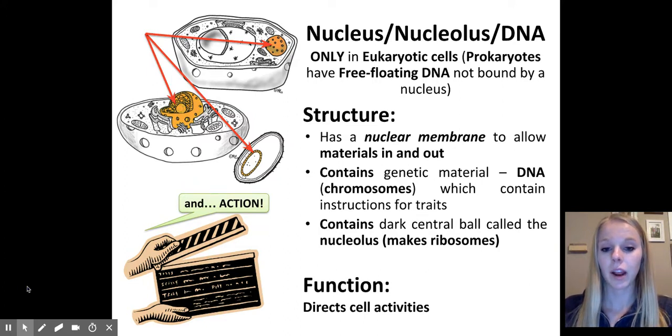In eukaryotic cells, the nucleus contains genetic information in the form of DNA. Prokaryotes have DNA, but it is not contained in a nucleus. It floats freely around the cell and is referred to as a nucleoid. The nucleus has its own membrane that always allows materials to diffuse in and out. At the center of the nucleus is the nucleolus, which makes ribosomes. The function of the nucleus is to direct cell activities, so you can think of it as the brain of the cell.